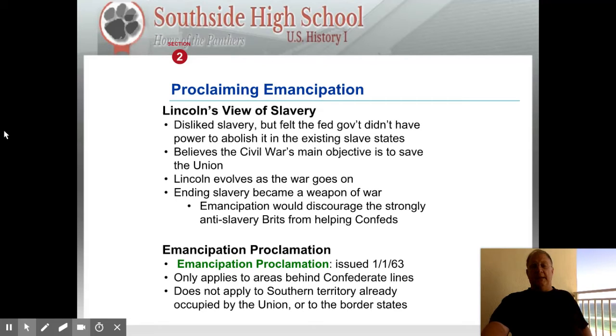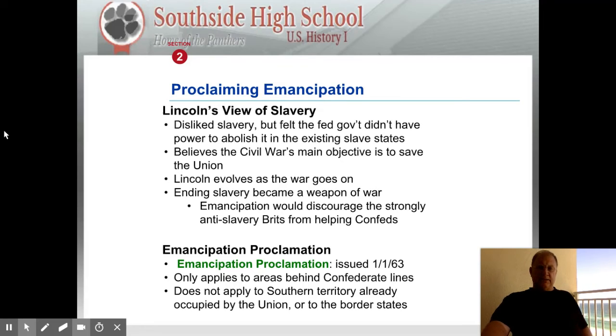But as the war began to move on, Lincoln evolved. He also understood how important it was to give the North a firm moral cause. And ending slavery became a weapon of the war. Emancipation would discourage strongly the British and others from helping the Confederates. So on January the 1st, 1863, Lincoln passed the Emancipation Proclamation.